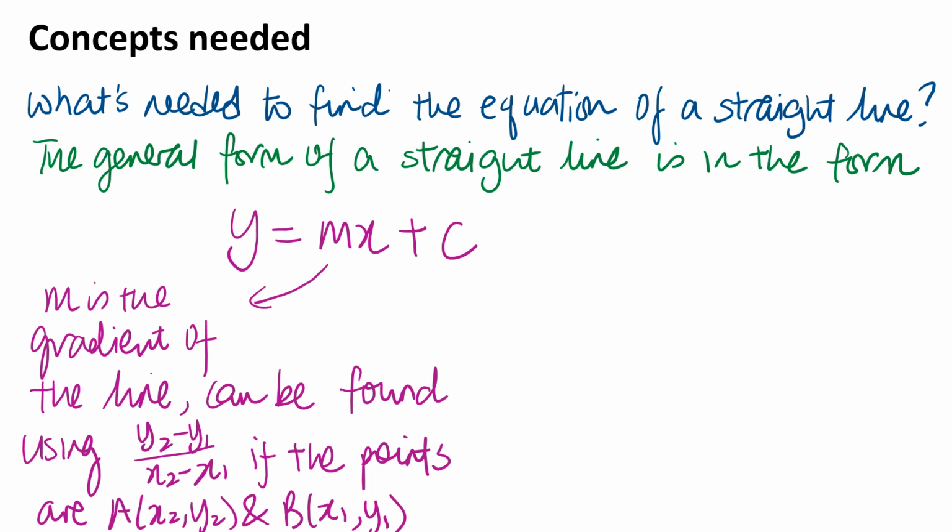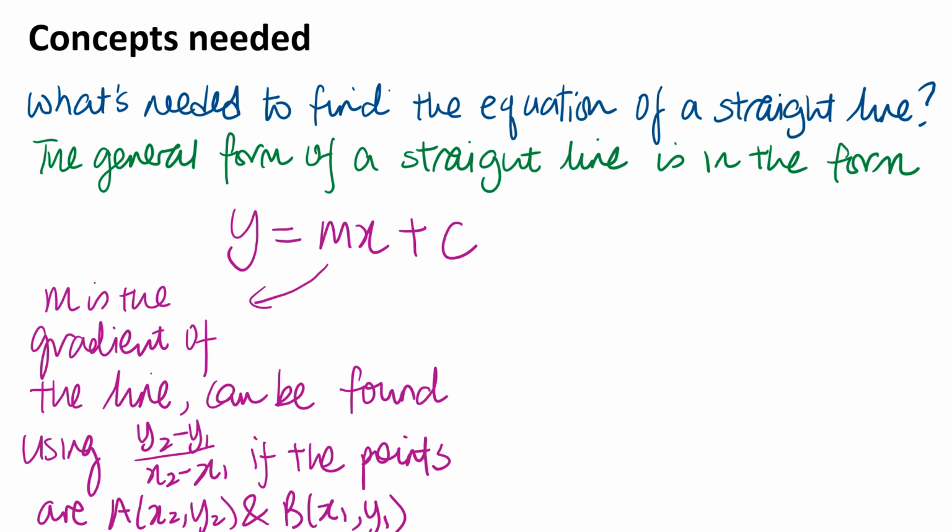Supposing your 2 points are point A, where we label the x coordinate as x2 and the y coordinate as y2, and another point where we label the x coordinate as x1 and the y coordinate as y1, then the gradient of the line segment connecting these 2 points will be y2 minus y1 over x2 minus x1.